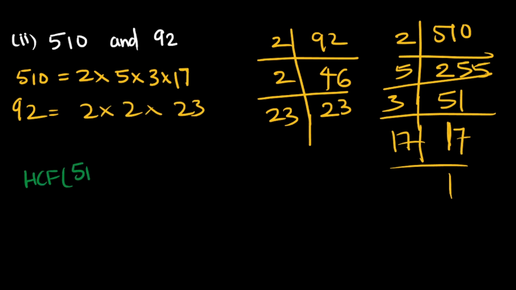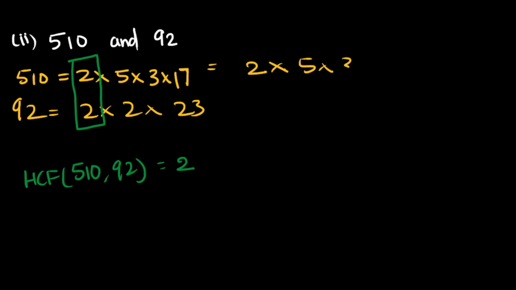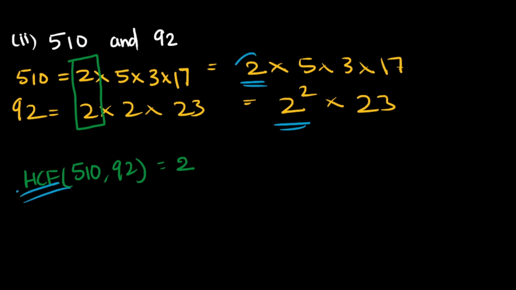So the HCF of 510 and 92 is what? You have a 2 common here, right? You have taken the 2 common outside. If you want to see it in the power method as per the definition, I will show you. You have 2 into 5 into 3 into 17, and here you have 2 raised to 2 into 23. So here 2 is common, but with the lowest power for HCF. So you have taken 2 with the lowest power. 2 raised to 1 is 2 itself. So 2 is the HCF. Otherwise, you can just pair this out and take.